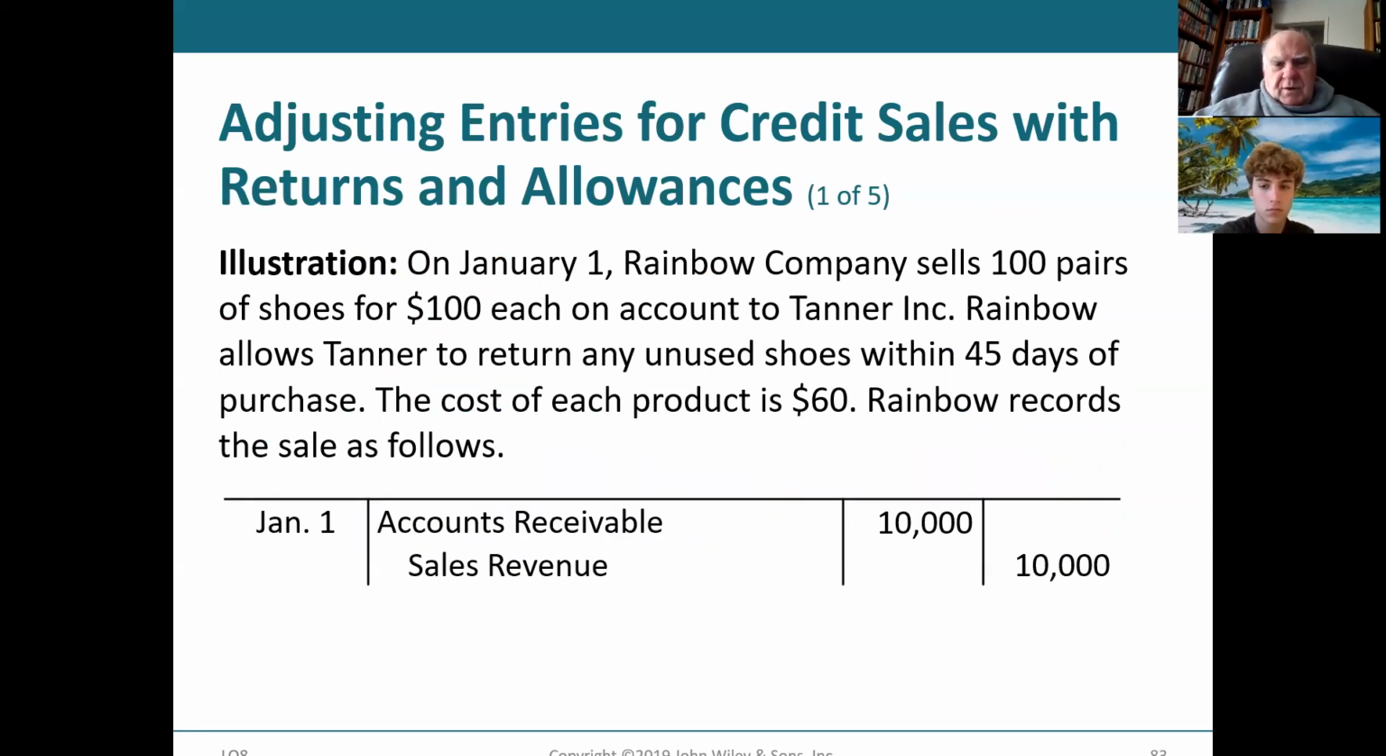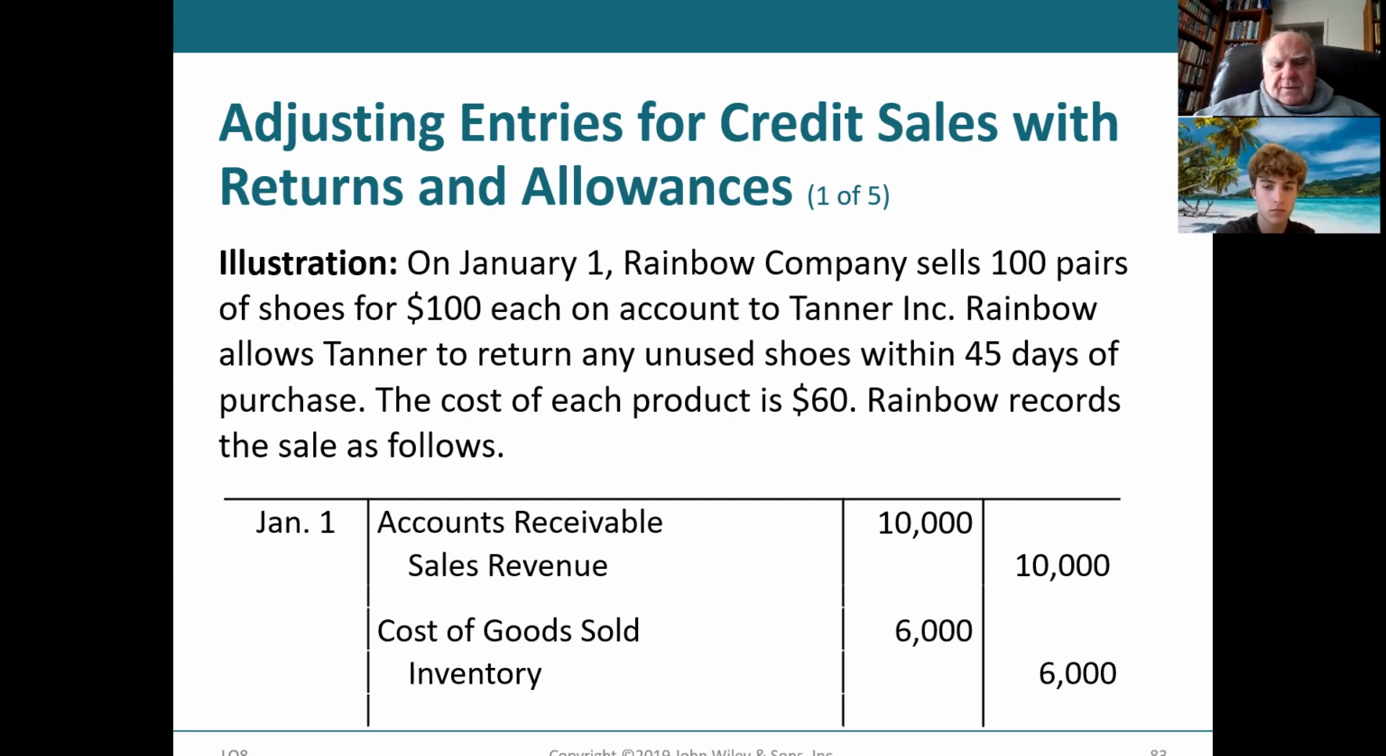Adjusting entries. I'm not sure we want to go over this, but let's look at it. Rainbow sold 100 pairs of shoes for $100 each. So debit accounts receivable, credit sales. The cost was $6,000. Debit cost of goods sold, credit inventory. Notice we're back in the perpetual world now.